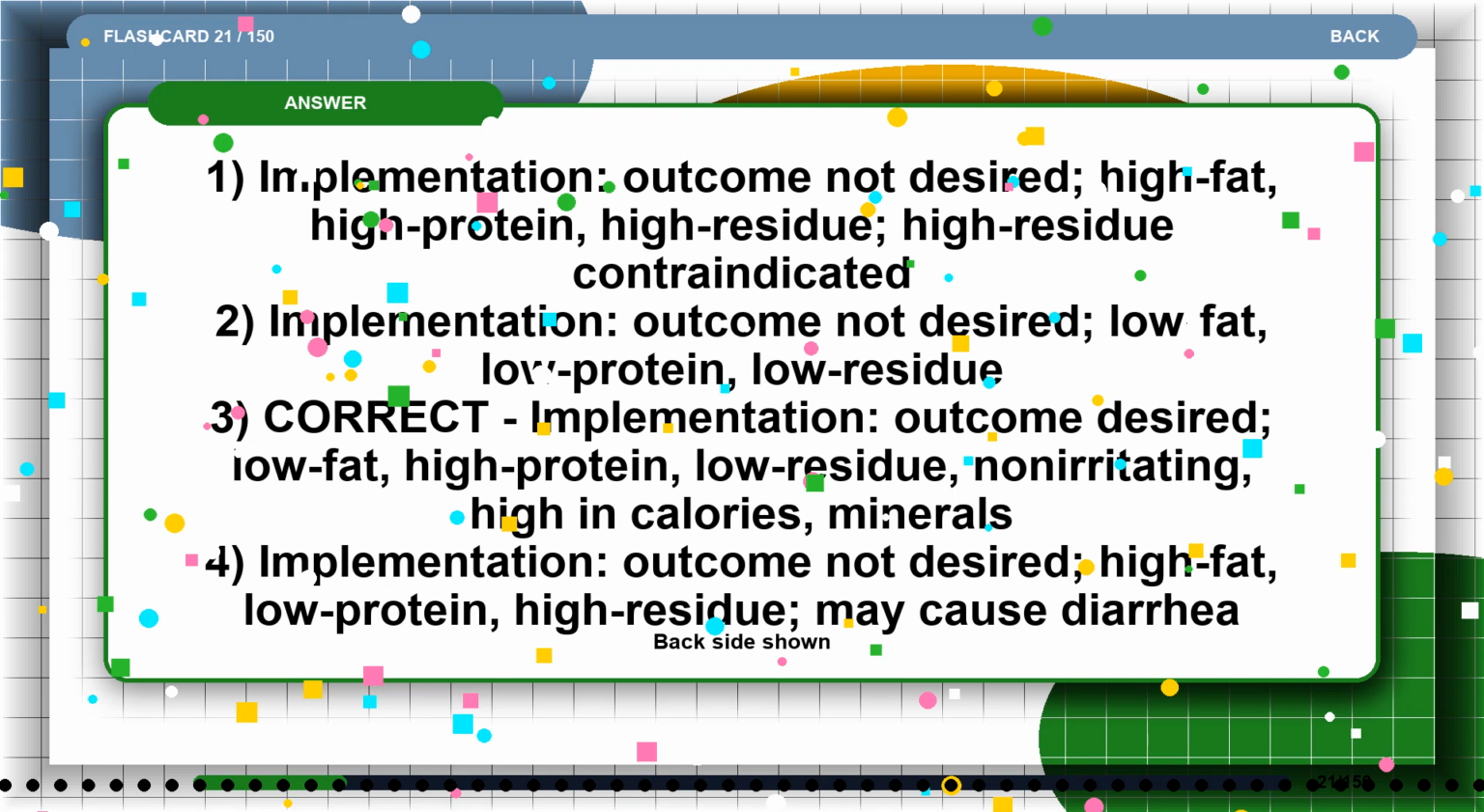The answer is 1. Implementation. Outcome not desired. High fat, high protein, high residue. High residue contraindicated. 2. Implementation. Outcome not desired. Low fat, low protein, low residue. 3. Correct implementation. Outcome desired. Low fat, high protein, low residue, non-irritating, high in calories, minerals. 4. Implementation. Outcome not desired. High fat, low protein, high residue, may cause diarrhea.